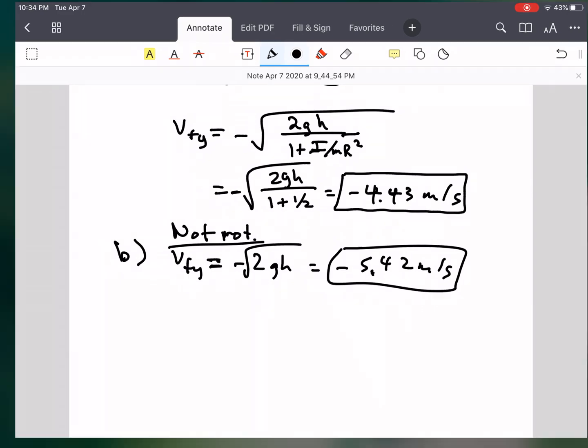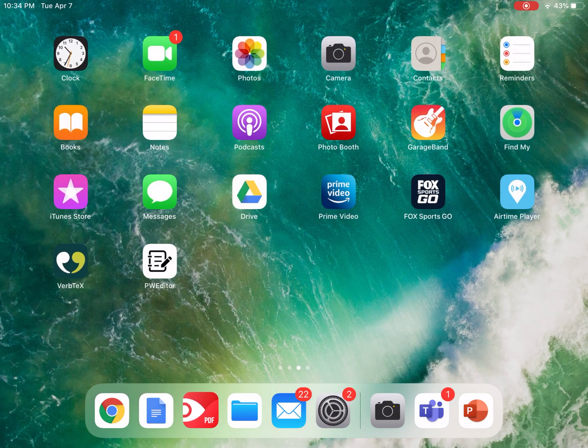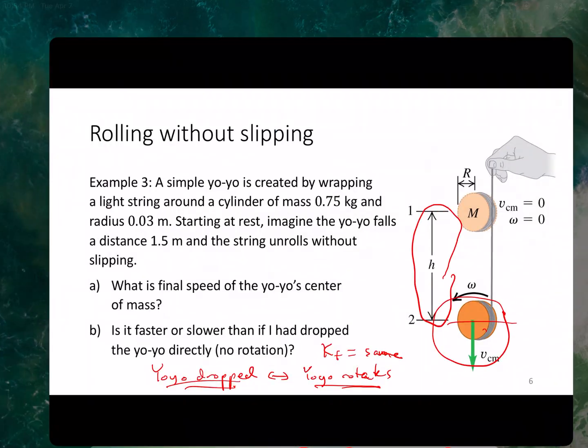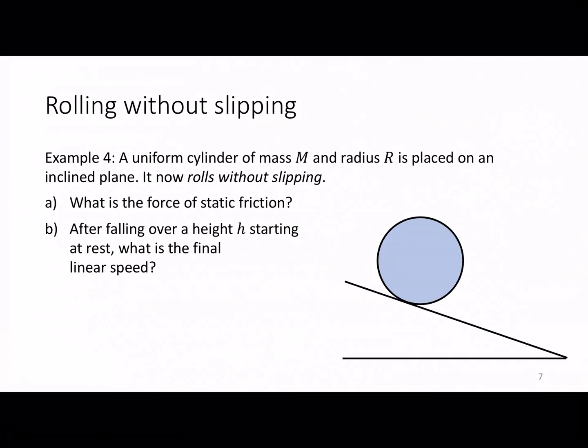Good. So we have one more quintessential example of this, the example that I just keep coming back to, of this uniform cylinder of mass m and radius r on an inclined plane. And now this bad boy is going to roll without slipping. All right, so the question is, if it now rolls without slipping, what is the force of static friction, which we weren't able to solve for earlier? And after falling a height h starting at rest, what is the final linear speed?